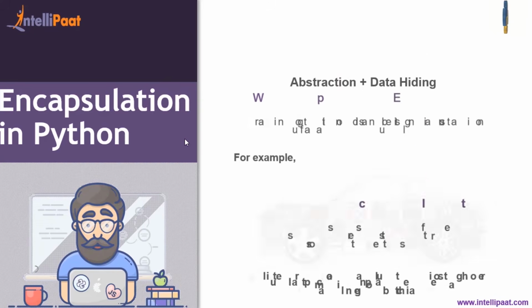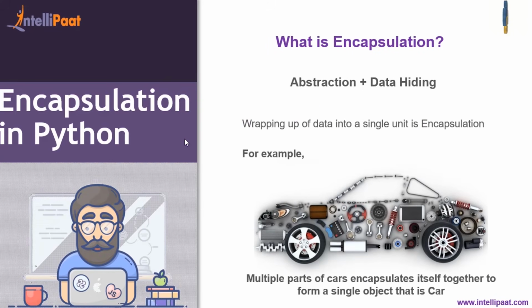Let's see what exactly encapsulation is. Encapsulation is wrapping up of data into a single unit. Another example: multiple parts of a car encapsulate themselves together to form a single object that is a car, right? There are different parts in a car. A car has its engine, tire, wheel, piston inside the engine. So multiple parts of the car join together to form an object known as a car.